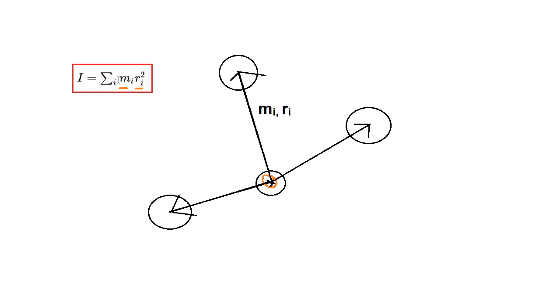And if our masses are point masses, we can simply take mass number 1 multiplied by r squared number 1, mass number 2 multiplied by r squared number 2, and mass number 3 multiplied by r squared number 3. Keeping in mind that this r here is just the scalar value, or the magnitude, of how far we are from the center of rotation.